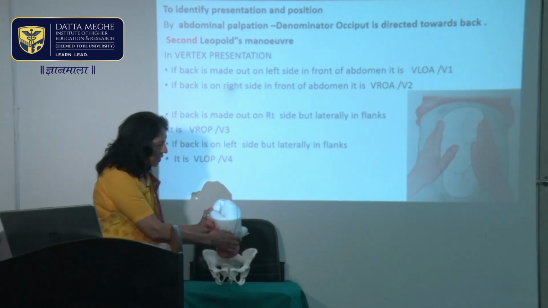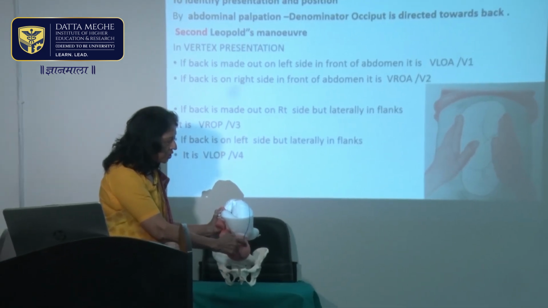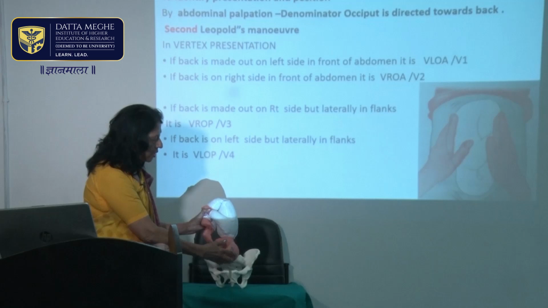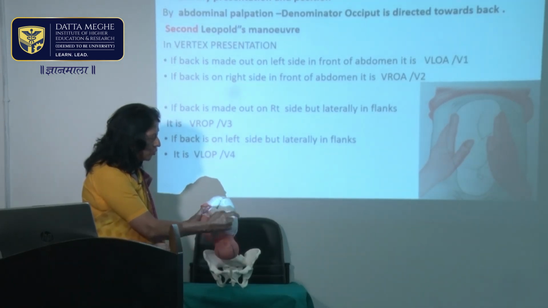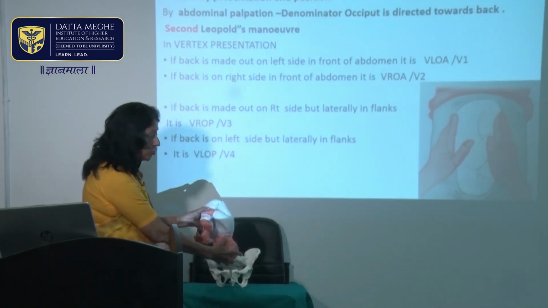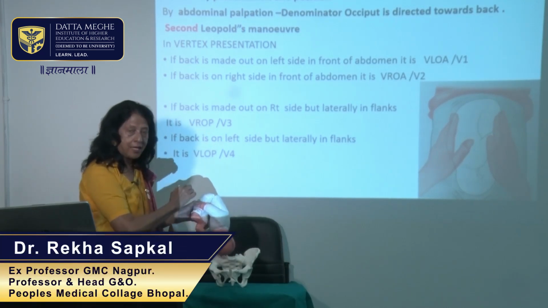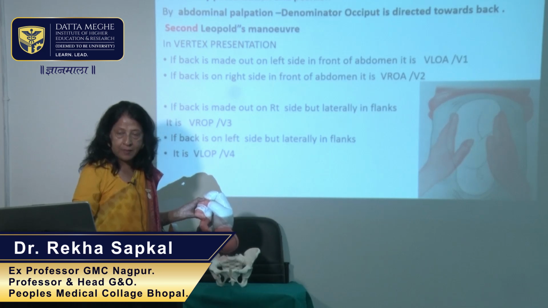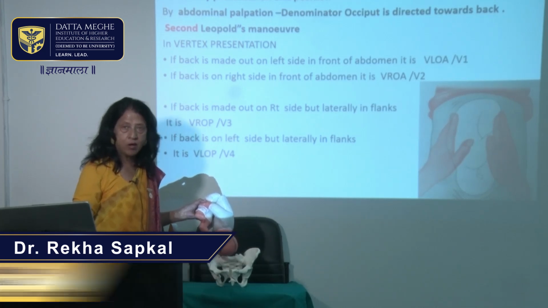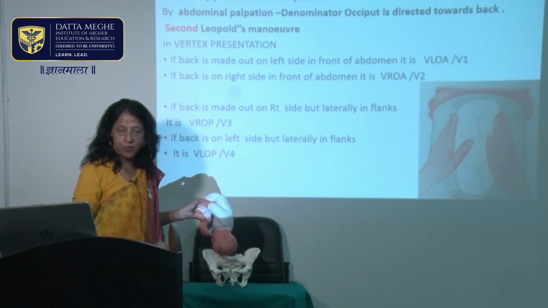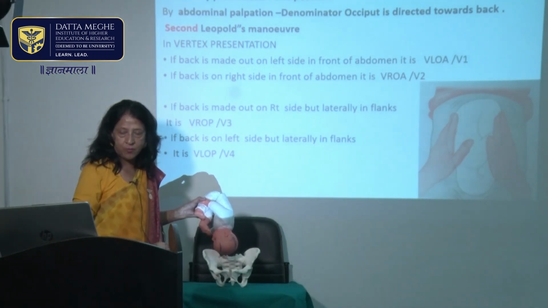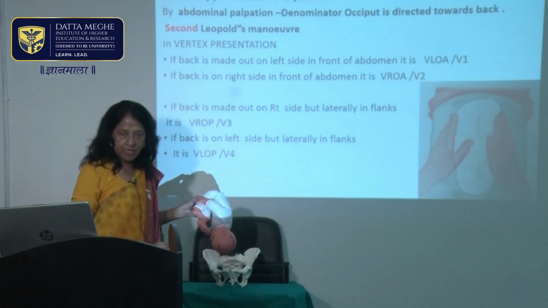If the back is on the left side, it is vertex left occipito-anterior. Suppose it goes transversely, then it is vertex left occipito-transverse. When it goes posteriorly, it is vertex left occipito-posterior. So, by palpating the back, I can make out the position of the occiput in labor. That is how we determine the position of the back and occiput by lateral palpation.